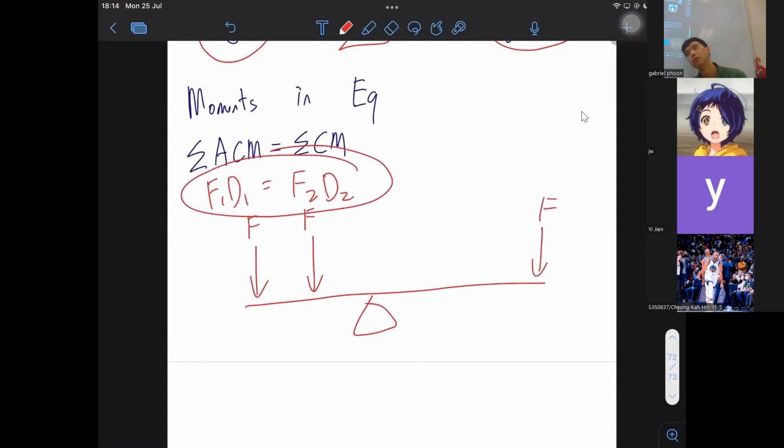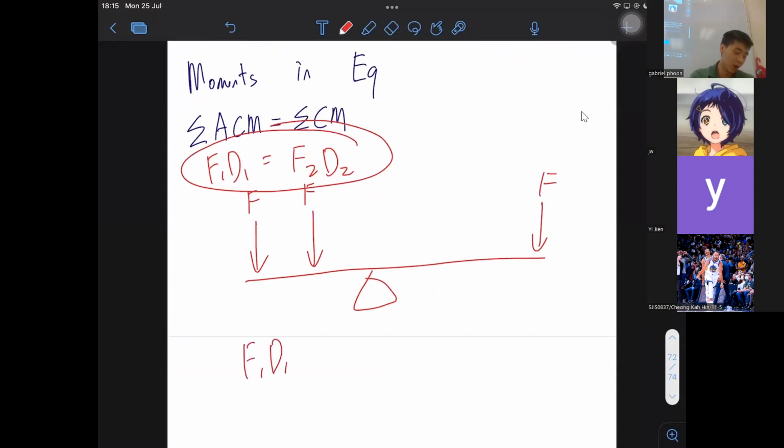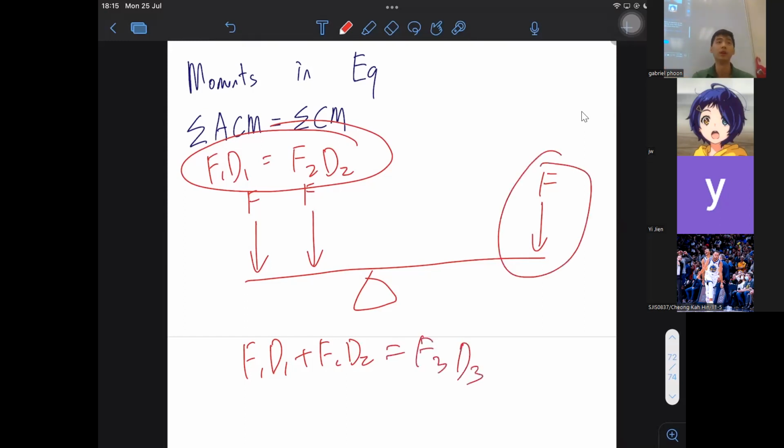Wait, hello, read the question a bit lah, right? So I know the school teacher tells you F1 D1 is equal to F2 D2, but this is clearly three forces, right? If it is three forces, what would the formula be here? Excellent job. It's supposed to be F1 D1 plus F2 D2. Why? Because these two forces will create an anti-clockwise moment, right? And then it's obviously equal to this one now, which is going to be F3 D3 here.